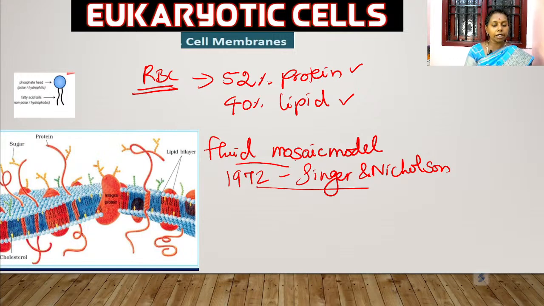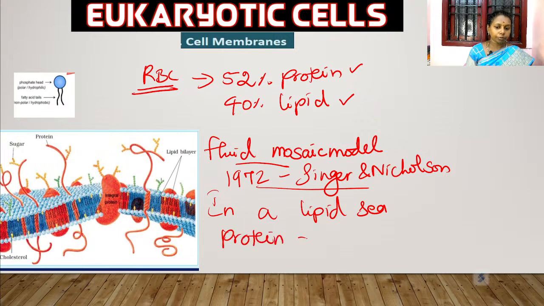I always ask you to assume like you are standing in front of the Antarctic Ocean. What could we visualize there? Of course, a beach means waves will always be there. Above the waves, there will be floating icebergs also. Yes or no? So the waves are called lipids. So in a lipid sea, proteins are floating. This is what they said.